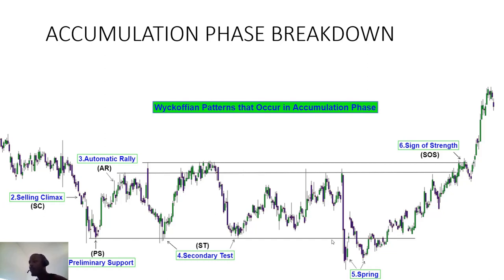Now, number 5 there is going to be springs. Springs are basically nothing but shakeouts, and it's getting rid of the weak hands. It typically happens in the accumulation phase. Prices will start to fall below the preliminary support, just to test the waters there, and then come back above the trading range in a short period of time. Often it's called a fake breakdown.